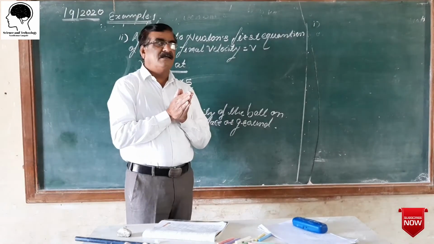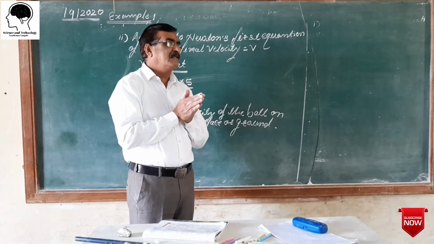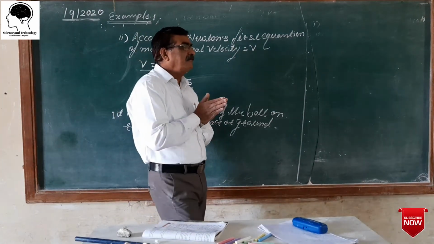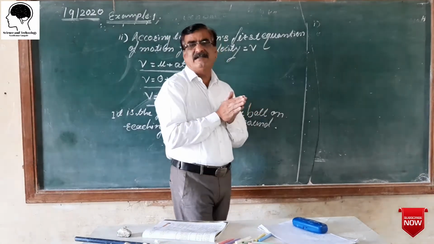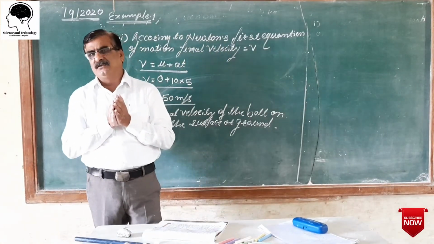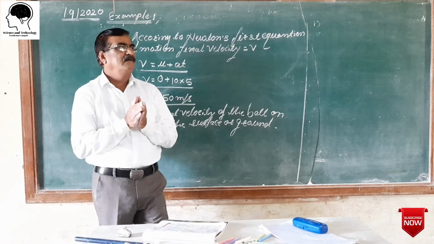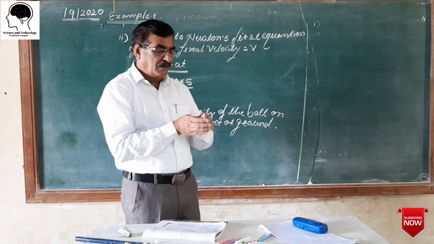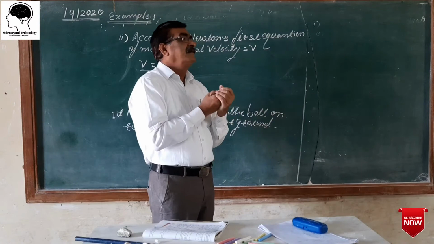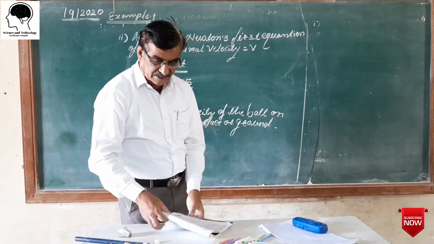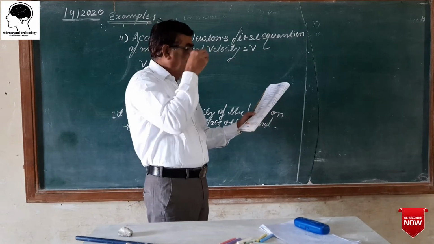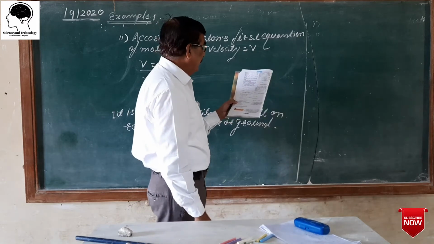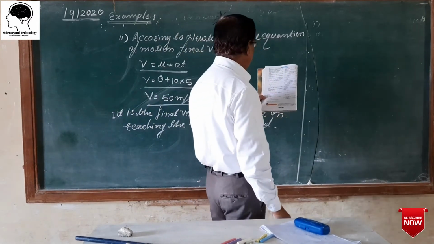Here the total distance is given, initial velocity is 0, the value of g is also given, and time is given also. Then we have to calculate only the distance in the half time. Thus here also we have to use the second equation of motion of Newton's.